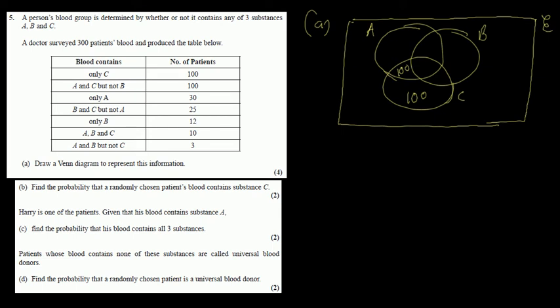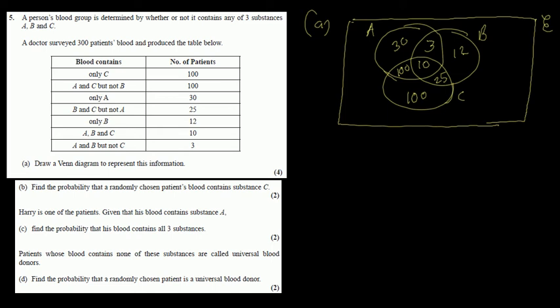Only A. Again, only A is this. So this is 30. B and C, but not A. B and C is this entire region, but not A. Only B and C, 25. It is going to be this one. Then we have only B. So only B is this region, which is 12. Then we have A, B and C, all intersection, 10. So this region is 10. Then A and B. So A and B means this entire thing, but not C. So we have to remove C from there. So this would be 3.